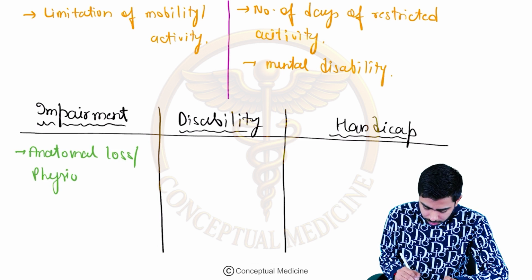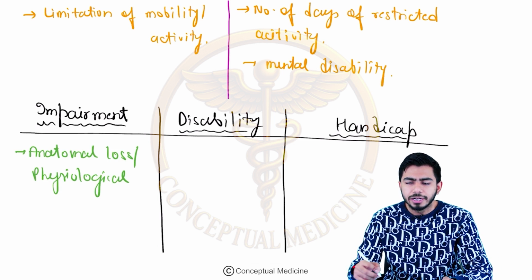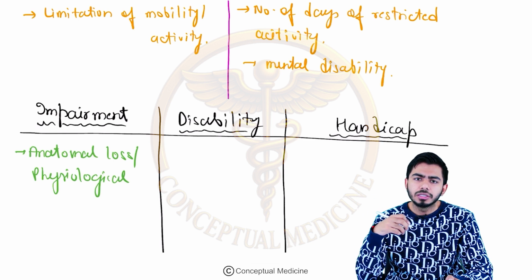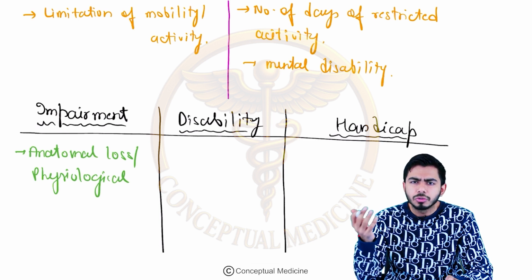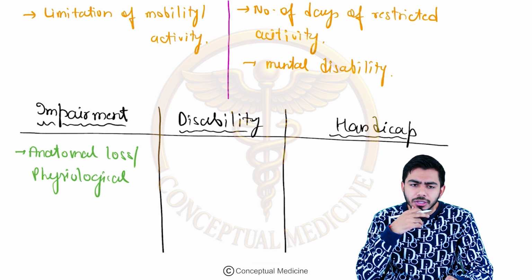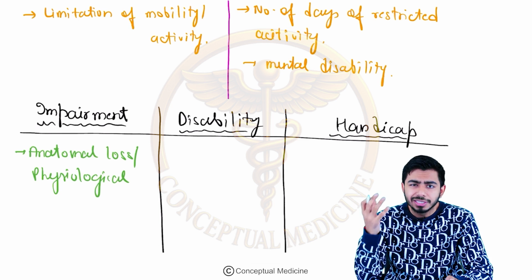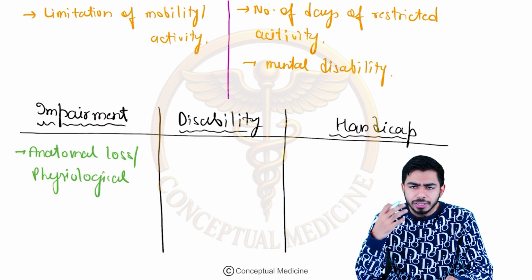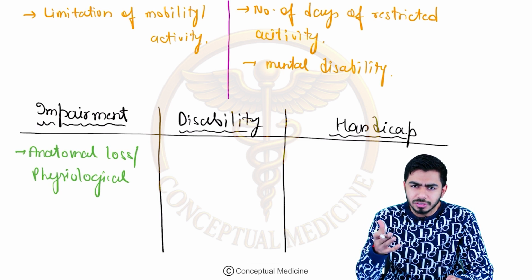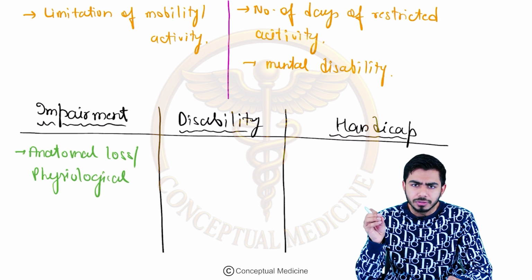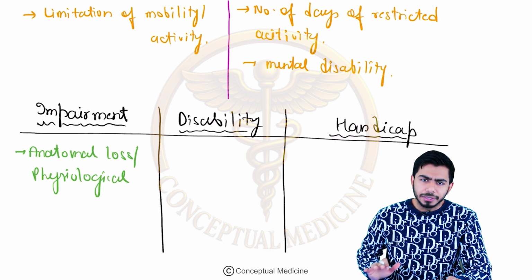Let's say some person unfortunately met with an accident, right? Due to that accident, the person, let's say, lost a limb, or the person had a stroke, for example, or had some kind of disability due to that, right? For example, the person is having hemiplegia, or quadriparesis, let's say, due to any reason. Now this is the impairment, right?